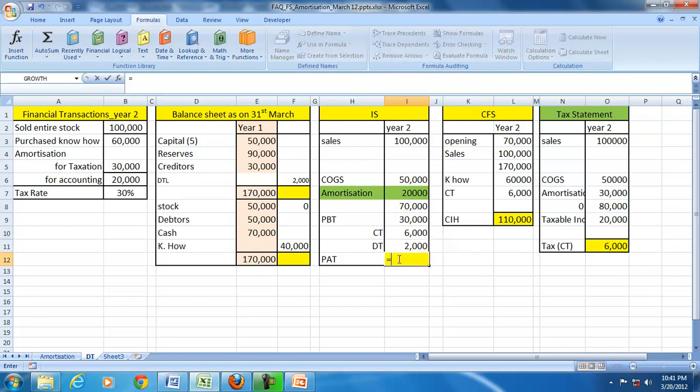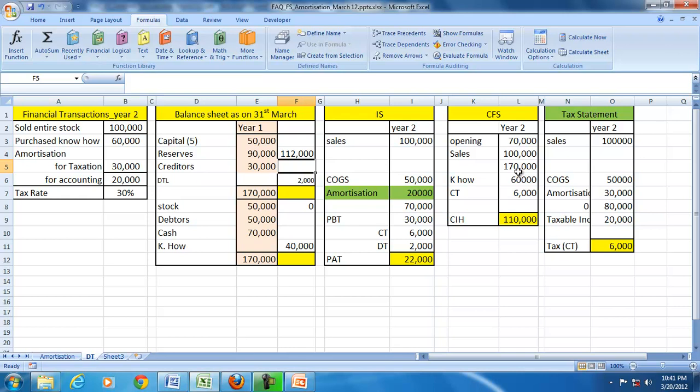So profit after tax, therefore, is 30,000 minus 6,000 minus 2,000. So the reserves will go up if we have not distributed the PAT, and cash in hand is equal to 170 minus 60 minus 6,000, and cash in hand will appear on the balance sheet on the asset side. No change in the capital, no change in the creditor, so the total of the sources side is 194. No change in the debtor, so the total of the asset side is also 194.